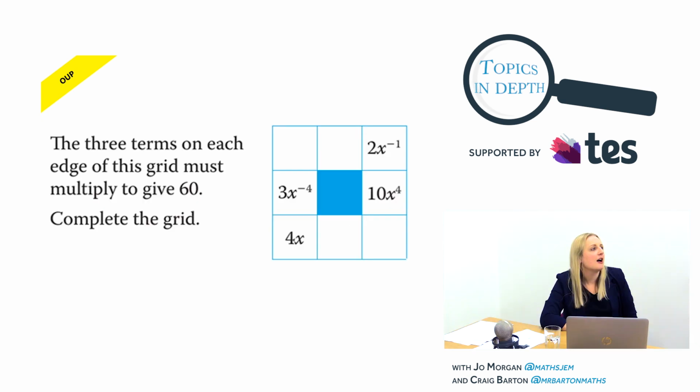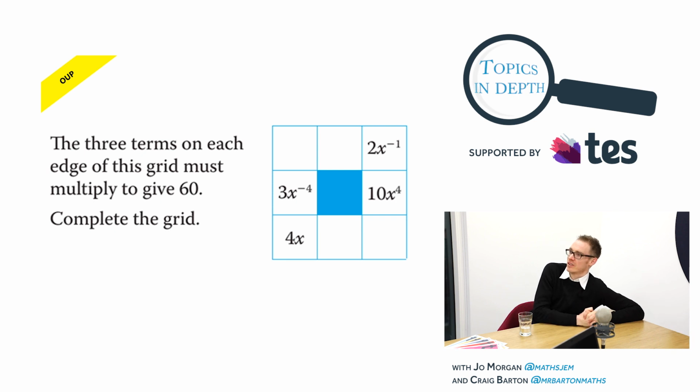Nice. This one's from an OUP textbook, but it's a really nice example of just a slightly more interesting way of asking. It's a bit of problem solving here. The 3 terms on each edge have to multiply to give 60. So you just need to think about your multiplication law. So in that bottom right corner, what coefficient am I going to need and what index am I going to need in order to just get 60. That's good. That's quite a tricky one.